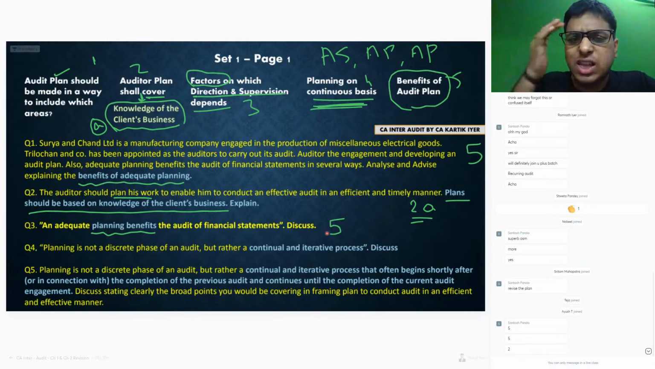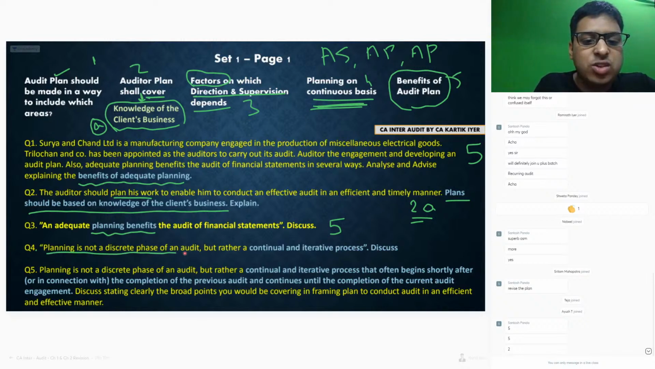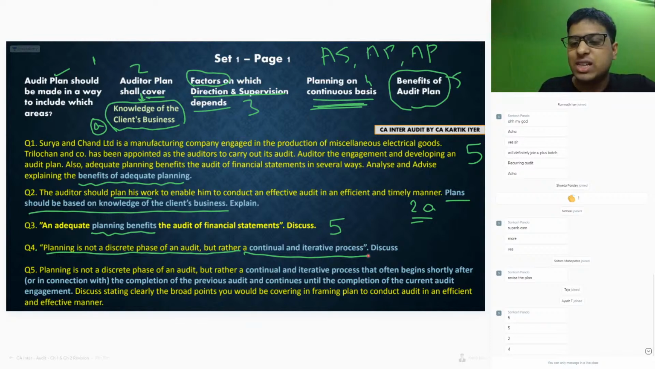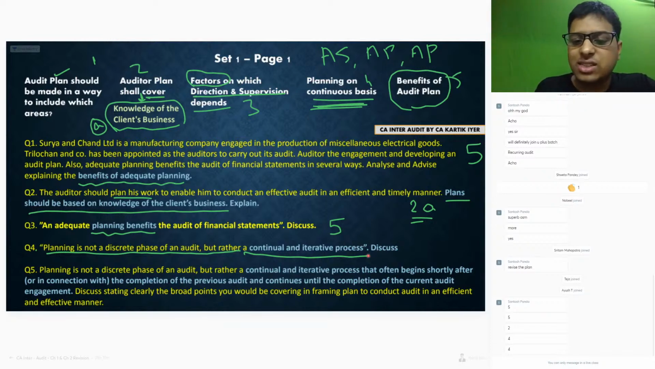Just that I have to think from which part the answer has come from. Actually, you know the answer. See, you are able to answer it properly. See the next one. Planning is not a discrete phase of an audit. Discrete means secretive phase. Rather a continual and iterative process. Can you tell me which answer is this? Correct. See, answer number 4. Awesome, fantastic, boys and girls.